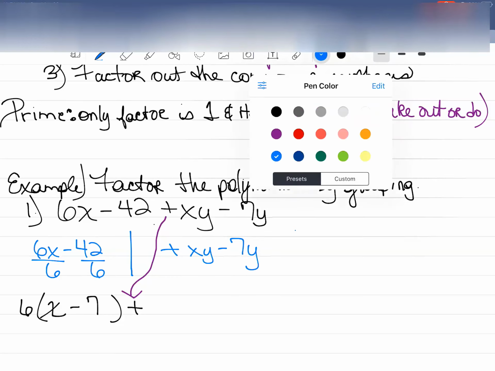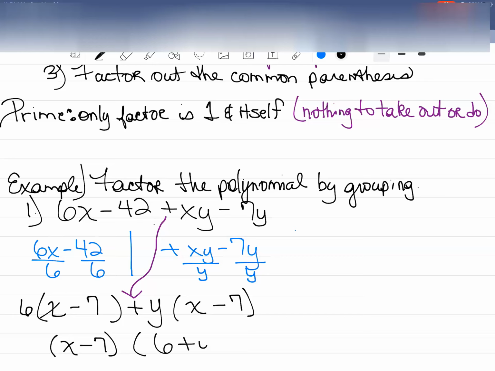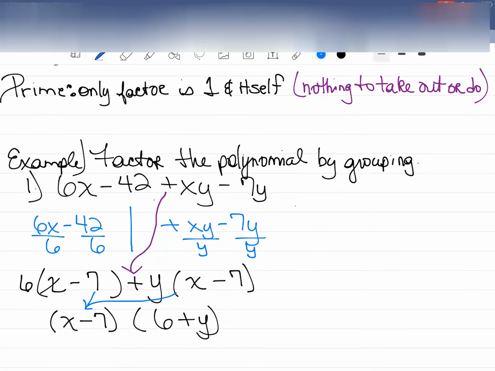So now when I look at the second 2, there's a y that's in common. So the y is what I'm going to pull out. And what I'm going to leave behind is an x and a minus 7. From here I find my matching parentheses. My matching parentheses is x minus 7. And what I'm going to leave behind is a 6 plus y. That's our factor by grouping.